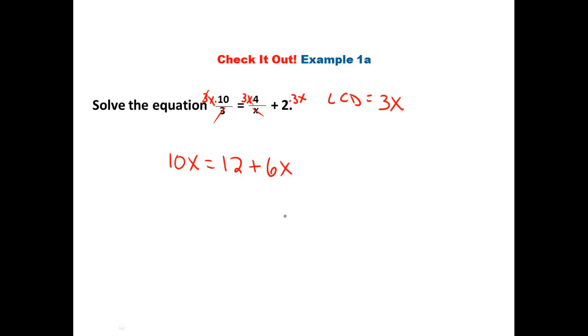Okay, this is linear, so we just need to subtract the 6x over here, and then divide by 4. And then go back and check our denominator. Can we plug 3 back in for x? Okay, and I think we can. The only thing x cannot be here is 0, so our answer is okay.